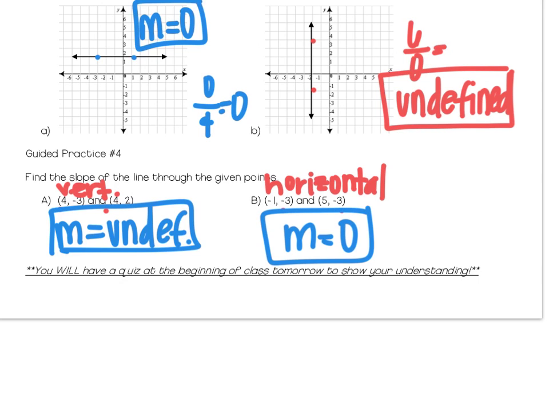Okay, A, you should have gotten undefined because it's a vertical line. All vertical lines have an undefined slope. B is horizontal. You should have gotten 0 because all horizontal lines have a slope of 0.